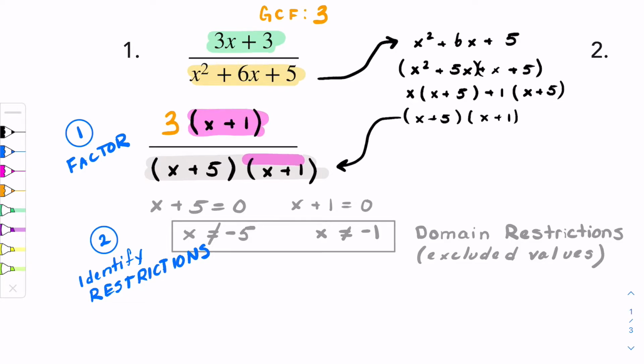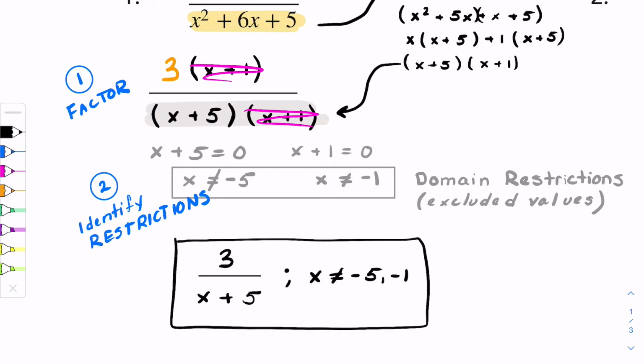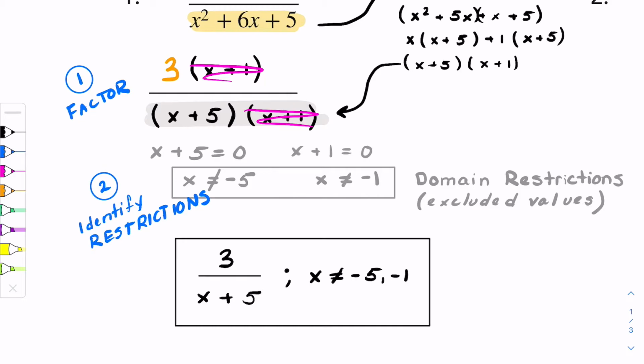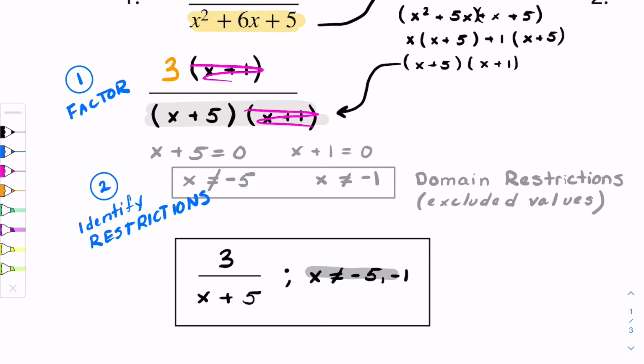have is x plus 1. So we can eliminate x plus 1 from both the numerator and the denominator. This leaves us our final answer of 3 divided by x plus 5. And then I like to just list my restrictions as x cannot equal -5 or -1. So I just list them off to the side, just like that. And this is what my final answer looks like, with my domain restrictions listed off to the side.